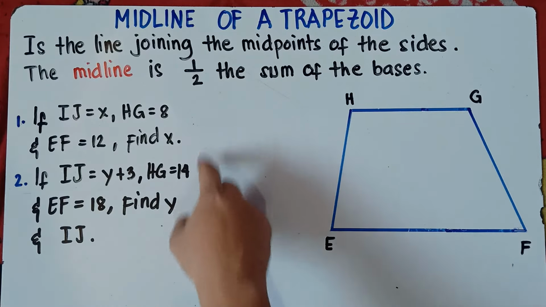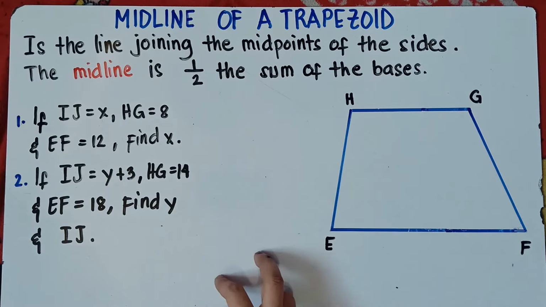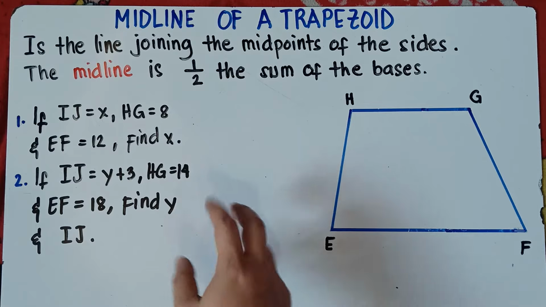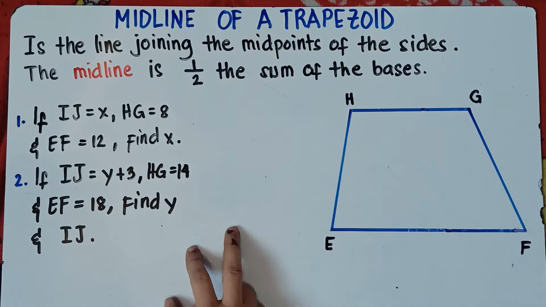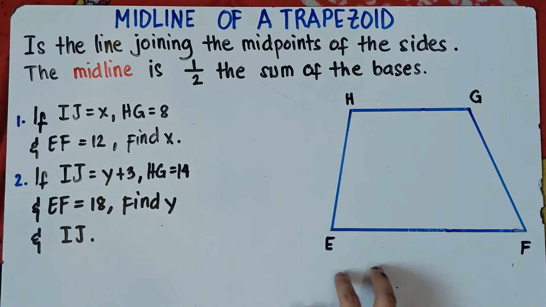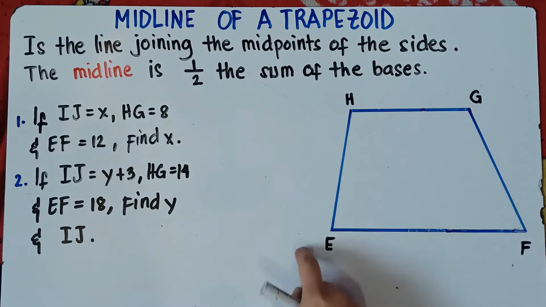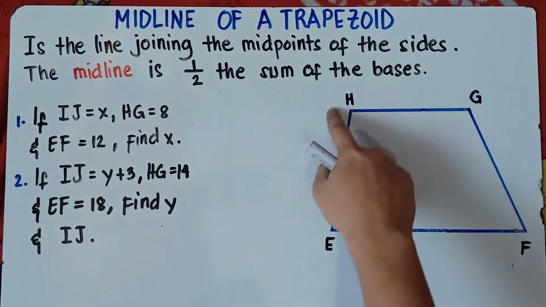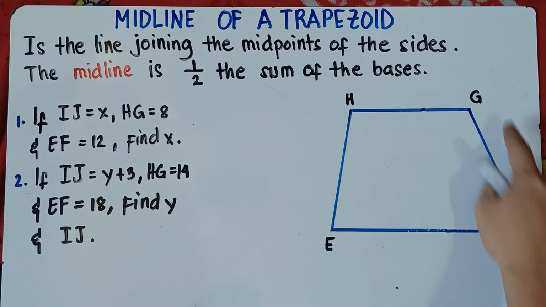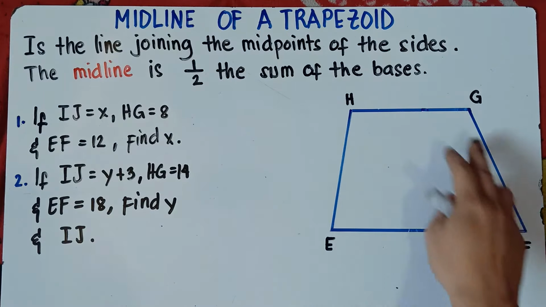Once again class, before answering numbers 1 and 2, and we will give more examples, especially for x values, more complicated examples later on, we need to understand more what a midline of a trapezoid is. If we have a given trapezoid EFGH, in reading the quadrilateral, it must be consecutive vertices. You can read it as HEFG, that's okay. GHEF, that's okay. FGHE, that's actually okay, as long as you read it with consecutive vertices.